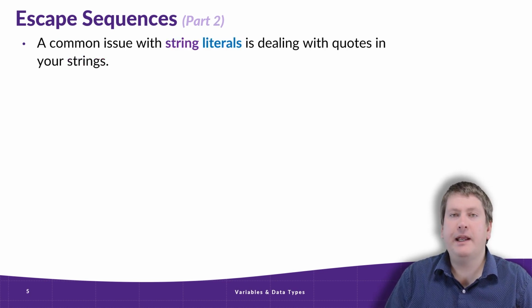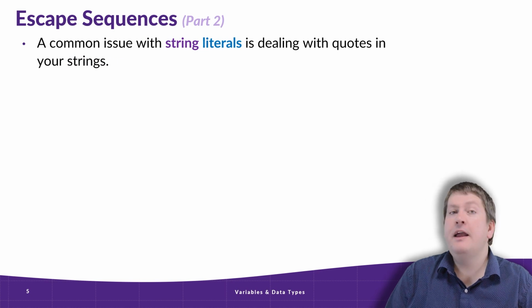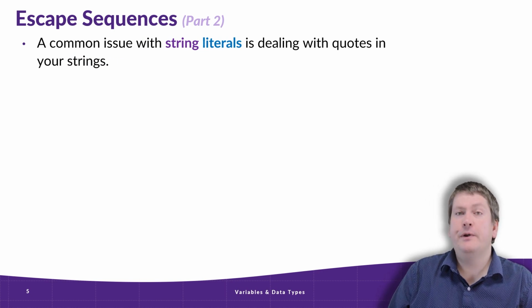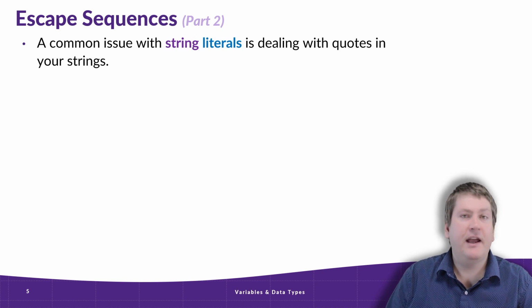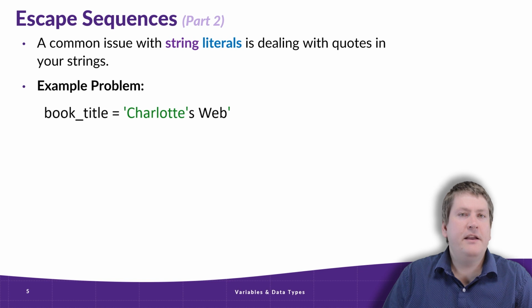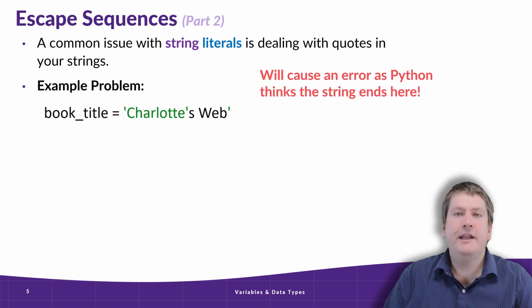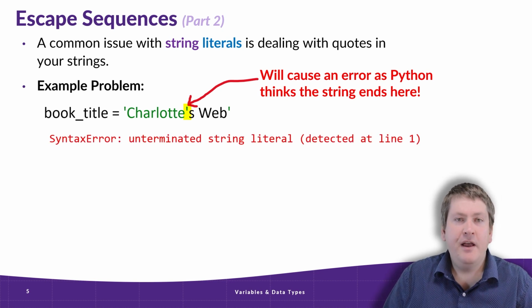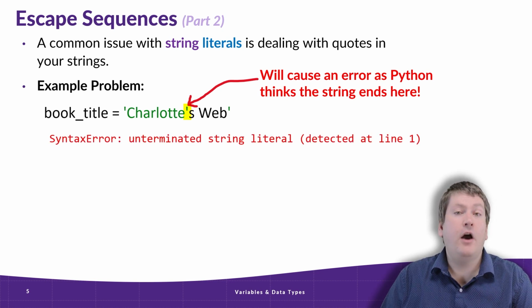A common issue you might encounter when creating string literals is dealing with quotes that should be in the text of your string. The issue here is that Python might interpret these as the end of the string and cause an error. In this example, if we attempt to assign the string Charlotte's Web to the variable book title, we could get an error as the apostrophe in Charlotte's Web would be mistaken for the ending of a string. This would cause an error similar to the one on the screen right now that states that the string is unterminated.